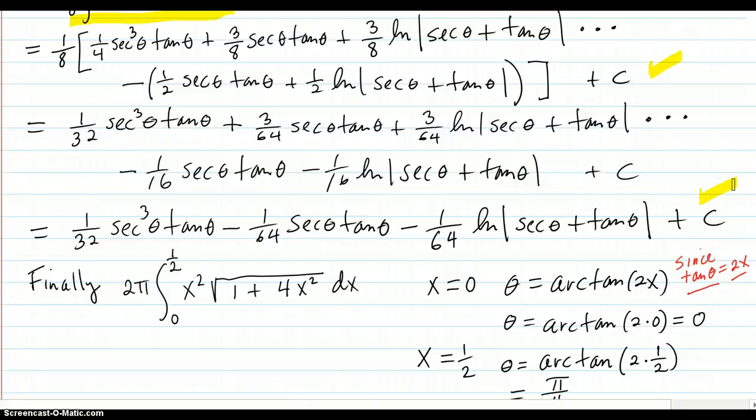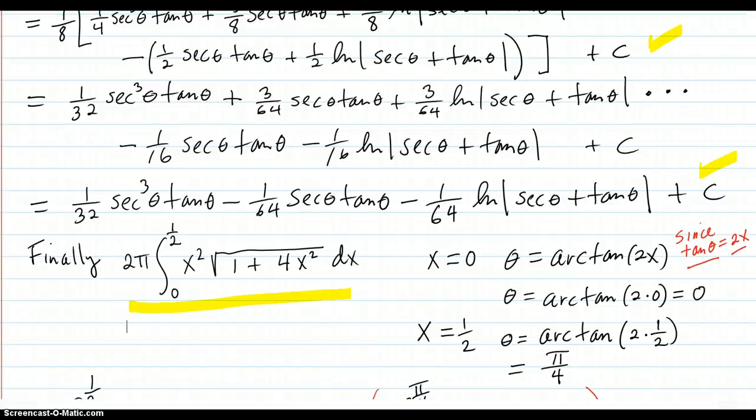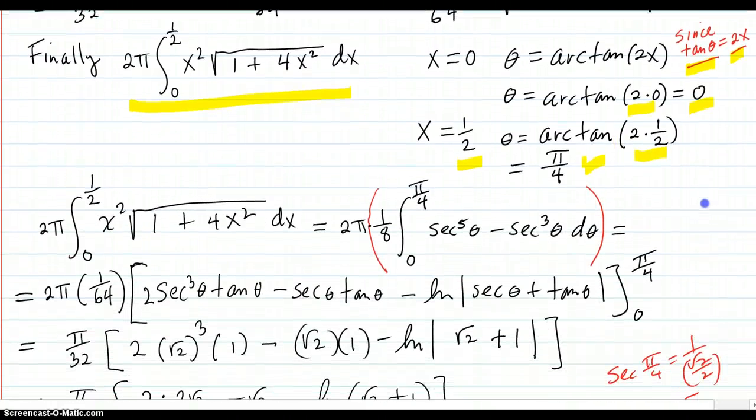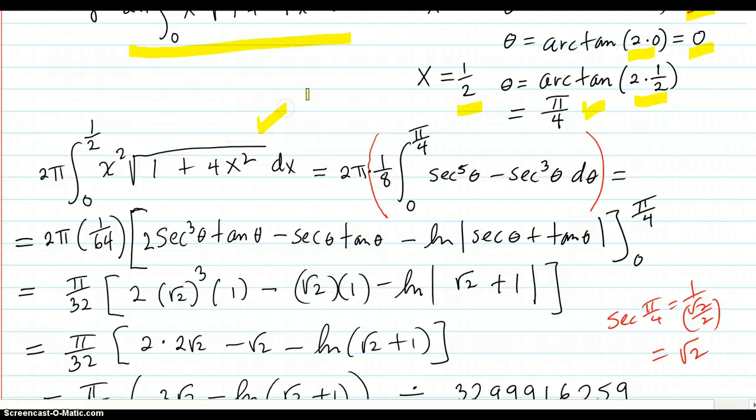Then we're returning back to our integral now. Here was the original integral. Change out the limits to convert over to the theta. Theta is arctangent 2x. That was because tangent theta was 2x defined originally. So if x is 0, then you have arctangent 2 times 0. That comes out to be 0. If x is 1/2, then 2 times 1/2 is 1. The angle whose tangent is 1 is pi over 4.